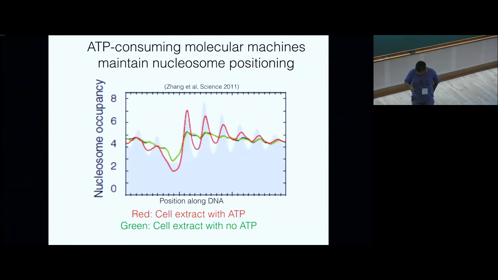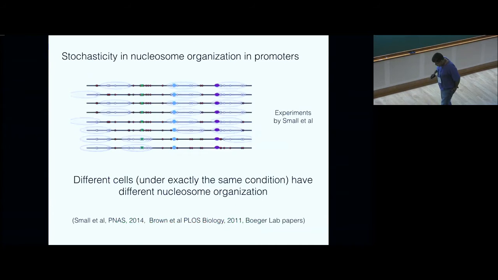pattern of nucleosome positioning. It is also now understood that stochasticity plays an important role in nucleosome organization. For example, this is an experiment by Small et al., and a similar experiment is also done by the Boeger lab. What they did is they took yeast under exactly the same condition, many yeast cells, and looked at the nucleosome positioning in the promoter. All yeast cells are under exactly the same condition, but when you look at the nucleosome positioning in the promoters, you get different populations having different positioning.